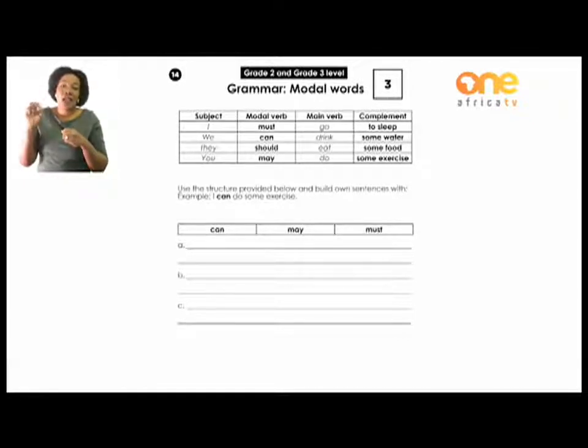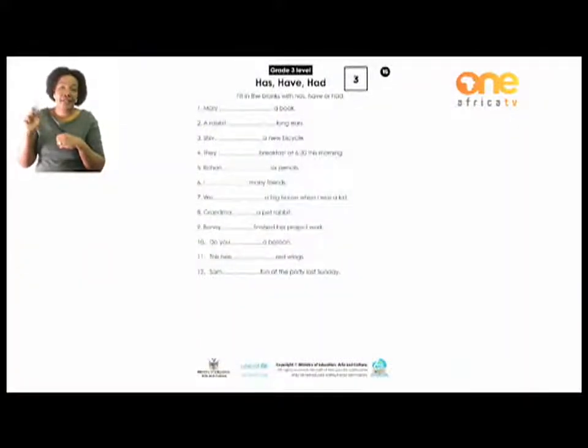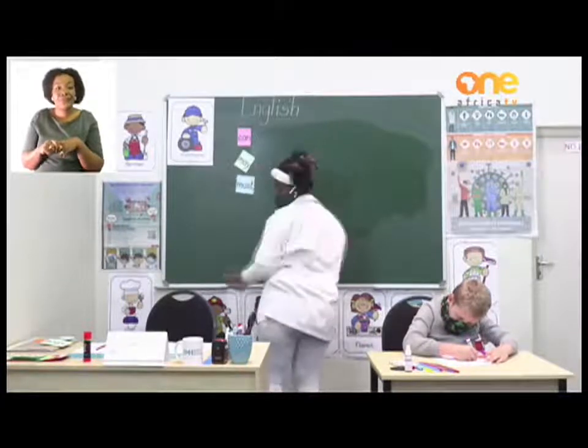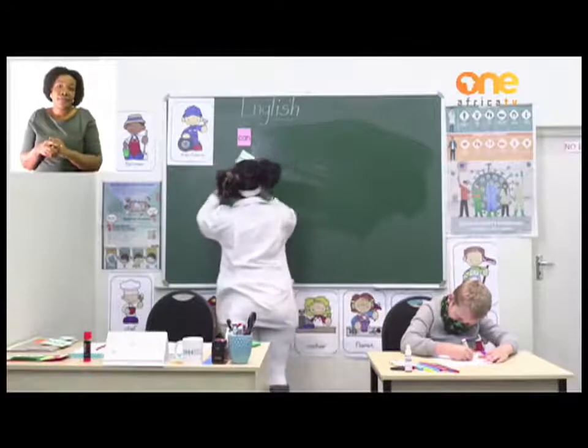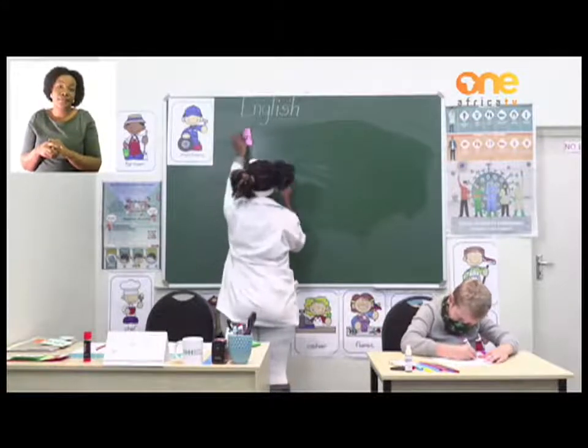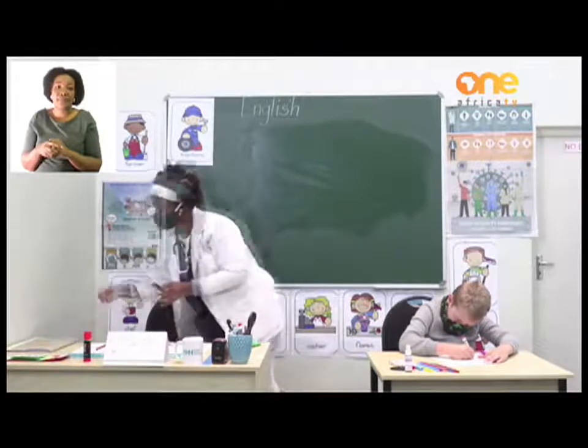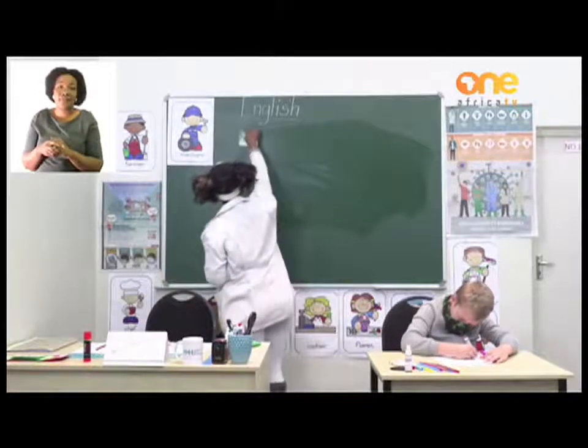Now I would like for you to turn to page 15. Now we have on grade 3 level, has, have, and had. Now in our previous lessons, we have learned about the pronouns. Let me just quickly erase here. Just take these ones off here. And put my have, had, and has. Let me first put the word have.